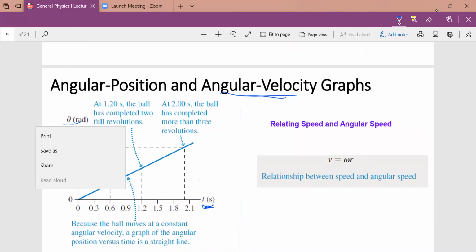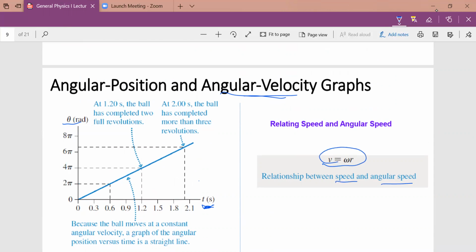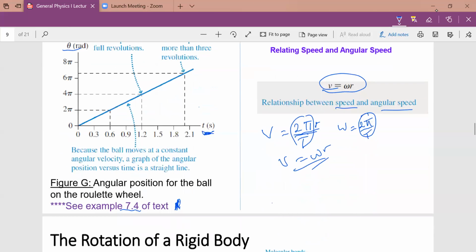So we also want to point out the relationship between speed and angular velocity. Now, v was given before in circular motion description as 2 pi r over T. Remember this expression? But we also know that omega is equal to 2 pi over T. So that means we can substitute this for omega. So we'll now have v to be omega r. Okay. So this is how we derived this expression.